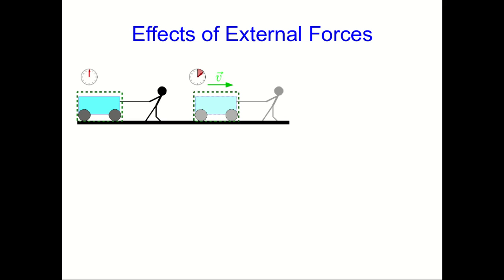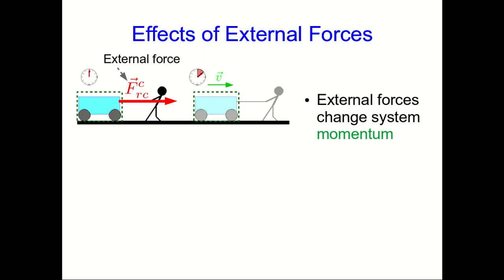Let's start off with this example of a person using a rope to pull a cart. Our system is going to be just the cart, and because of the person pulling on it, the cart speeds up. That's because there's a force exerted on the cart by the rope. Note that the rope isn't in the system, and so that's an external force. We already know from earlier in the course that external forces change the system momentum.